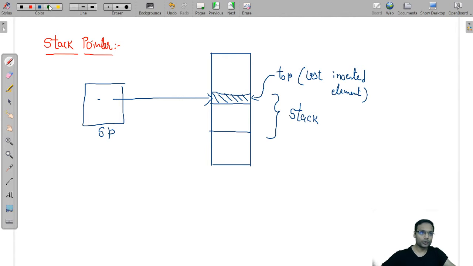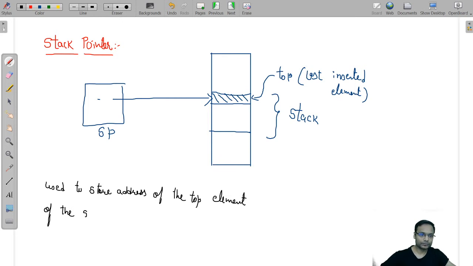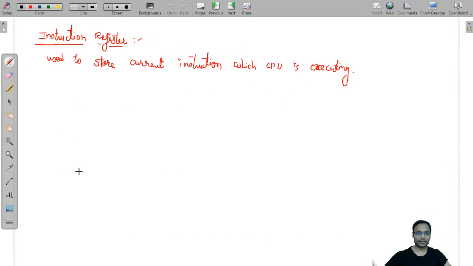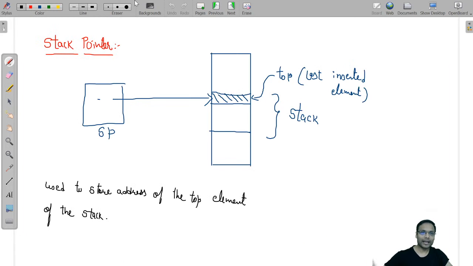So stack pointer is used to store the address of the top element of the stack. Very simple, right? Okay, that's good. If you are fine with this, let's go with the next one. Next one is flag register. Let's go with the flag register.